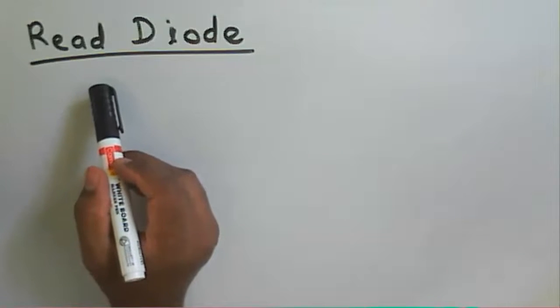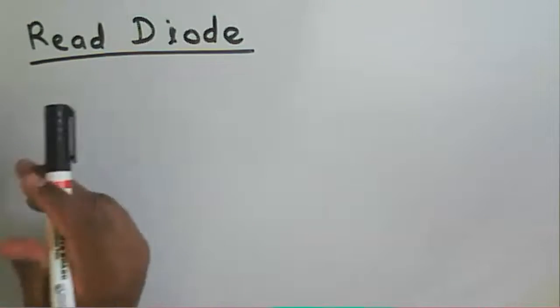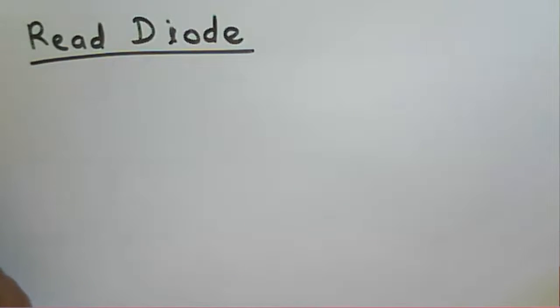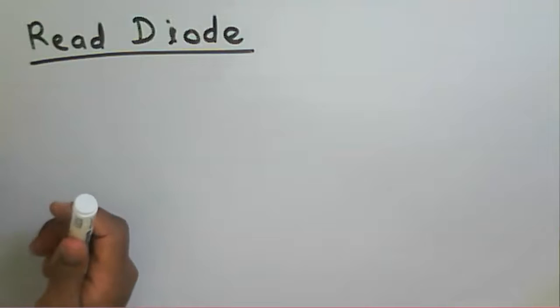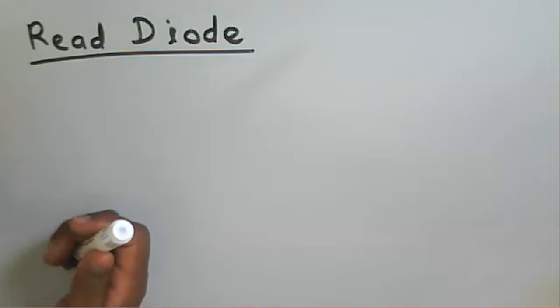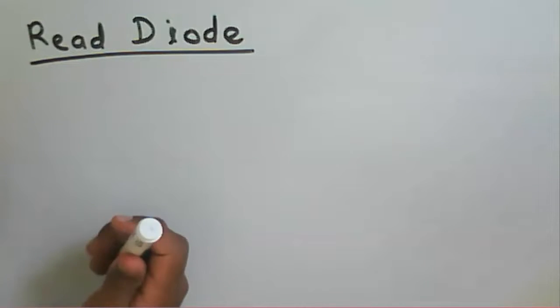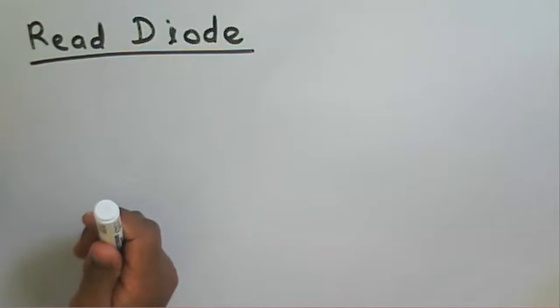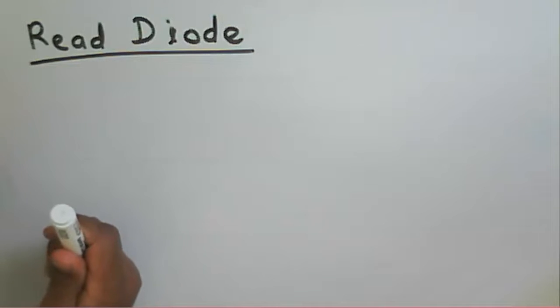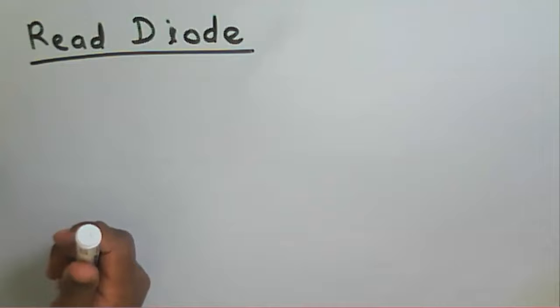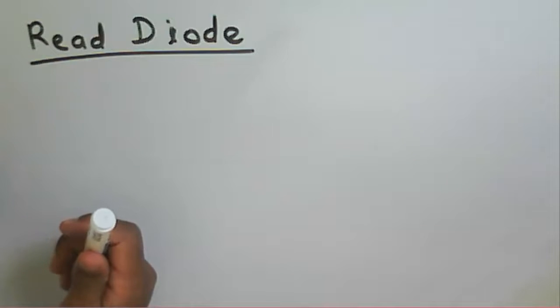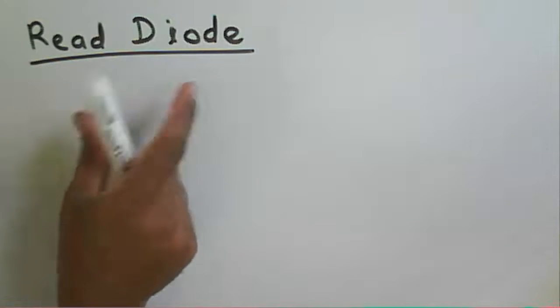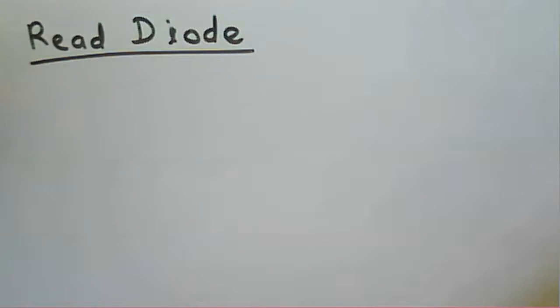Today we start a new topic, a read diode. We have seen earlier that a gun diode and a tunnel diode both work in a negative resistance region and in forward bias operation. Now another diode we are going to learn here is the read diode. It will work in a reverse bias mode, meaning your read diode is operated in reverse bias.